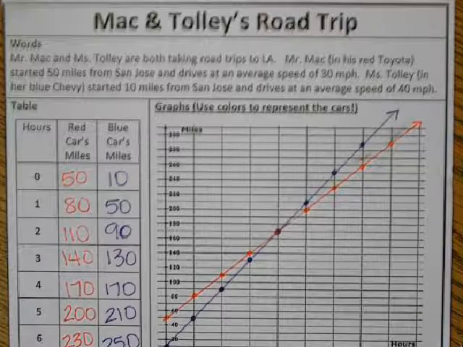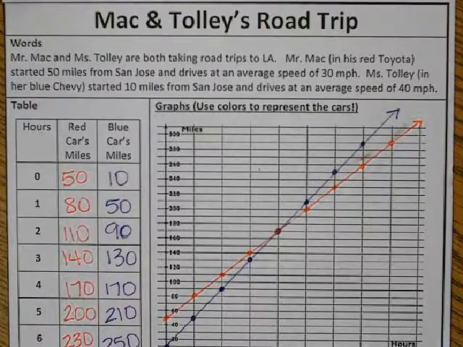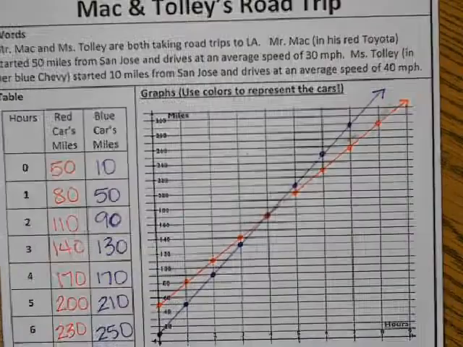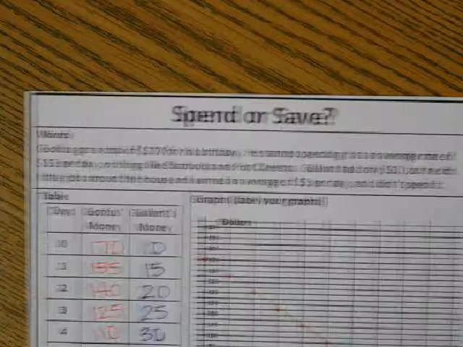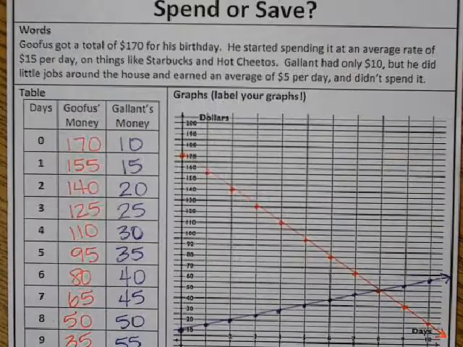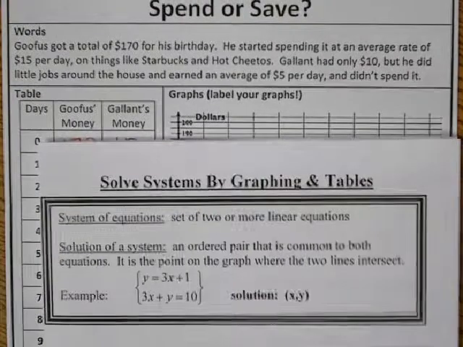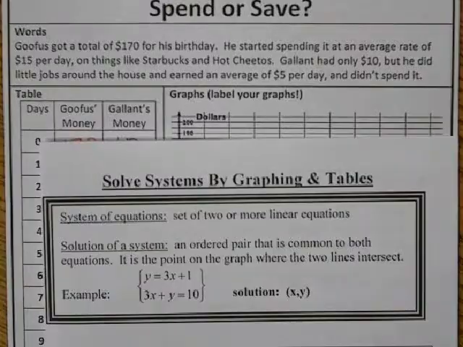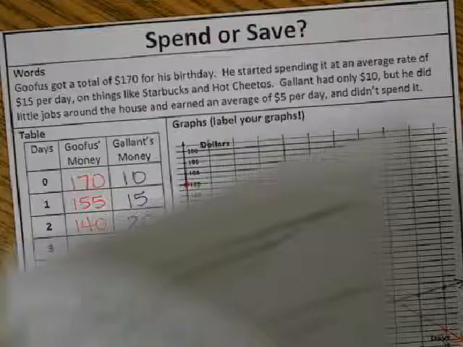Prior to starting this video, you should have completed the table and the graph for both Mac and Tolly's road trip and Spend or Save. Also, to complete these notes, you need this page over solving systems by graphing and tables. So those are the three things you need prior to starting this video.